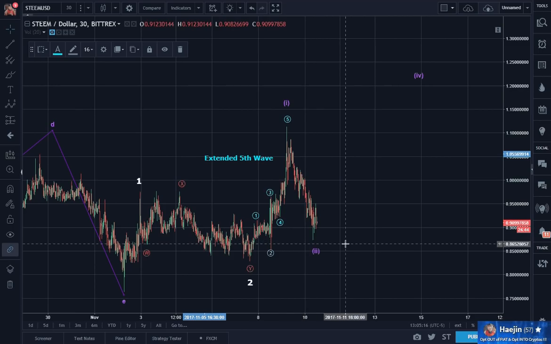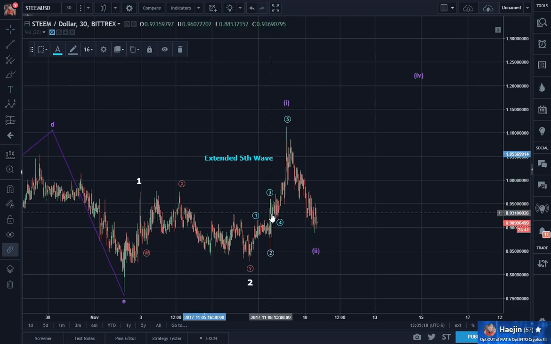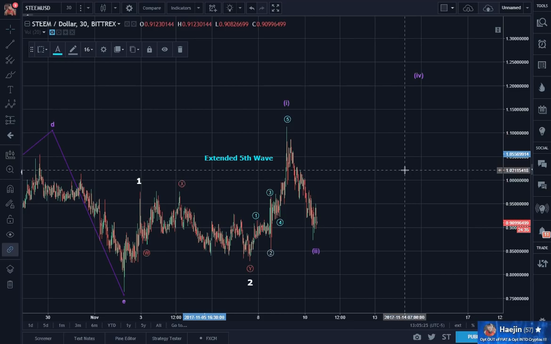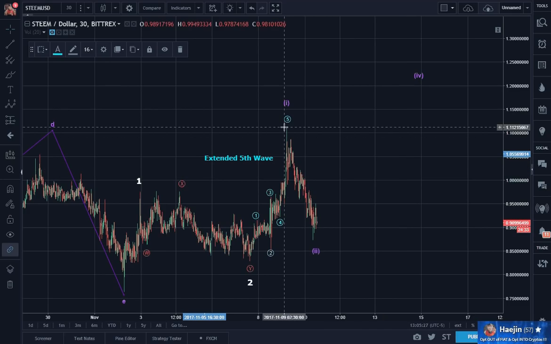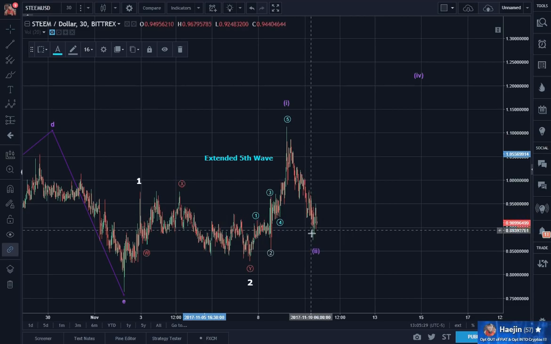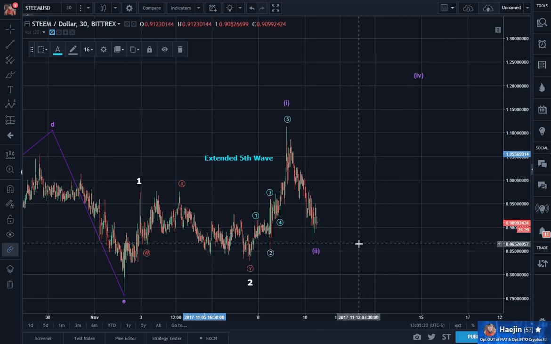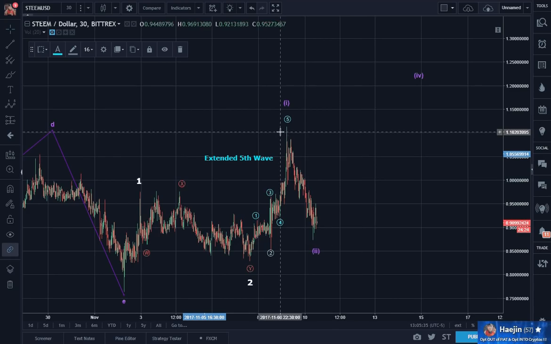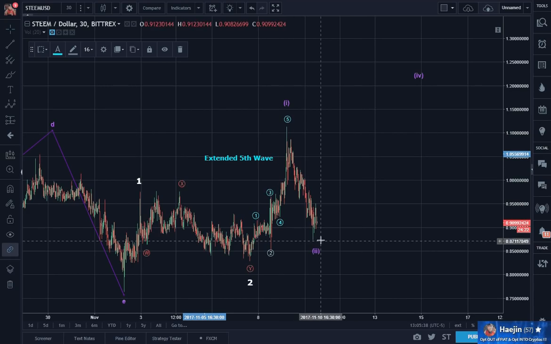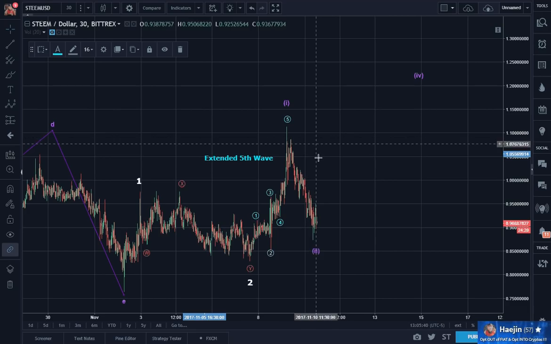And that makes sense. Why? Because wave 5 was extended. Whenever you see wave 5, you're going to get probably a 61 to 63% chance that you're going to get a very deep correction. Now, the key question right now is: is this correction complete? Is it finished?